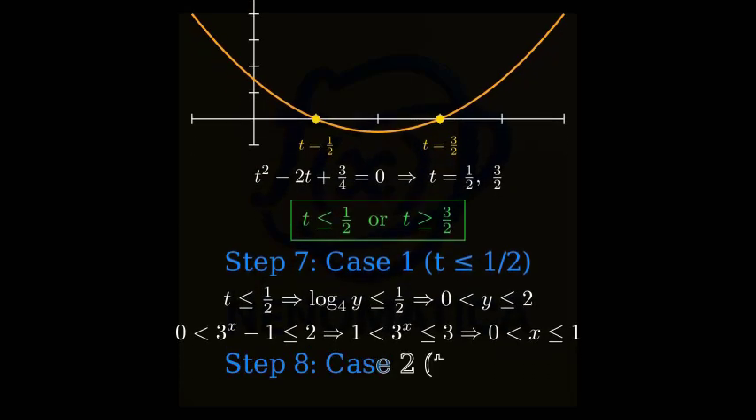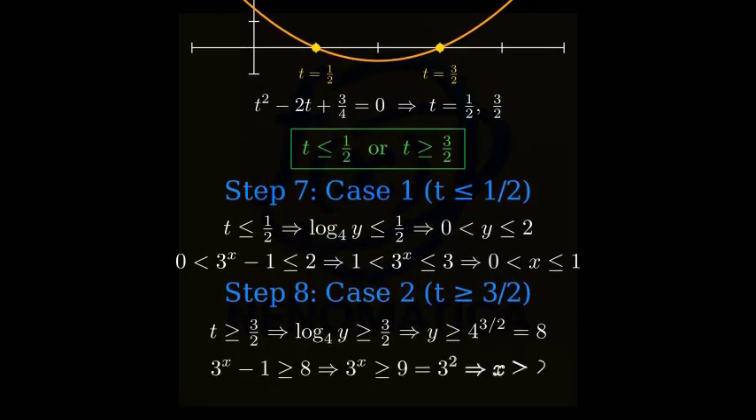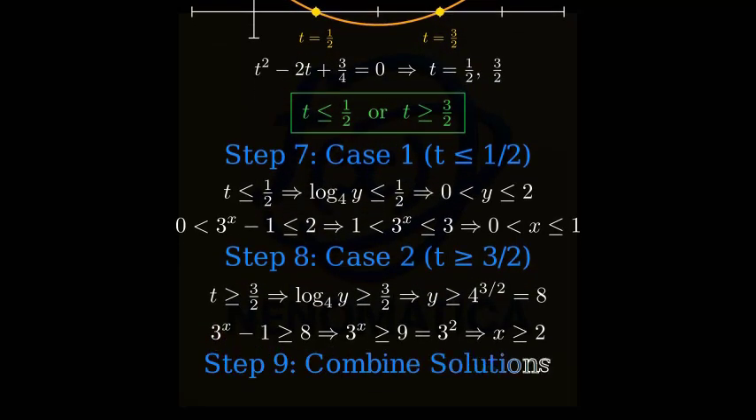Step 8. If t is greater than or equal to 3/2, then log base 4 of y is at least 3/2. So y is at least 4 to the 3/2, which equals 8. Therefore, 3 to the x minus 1 is greater than or equal to 8. So 3 to the x is greater than or equal to 9, which gives x greater than or equal to 2. Step 9. Combine both cases.